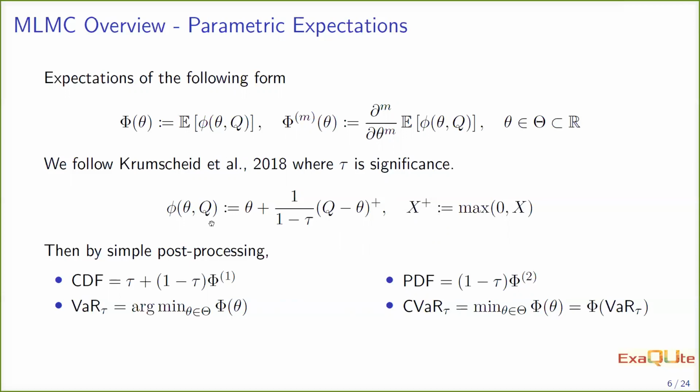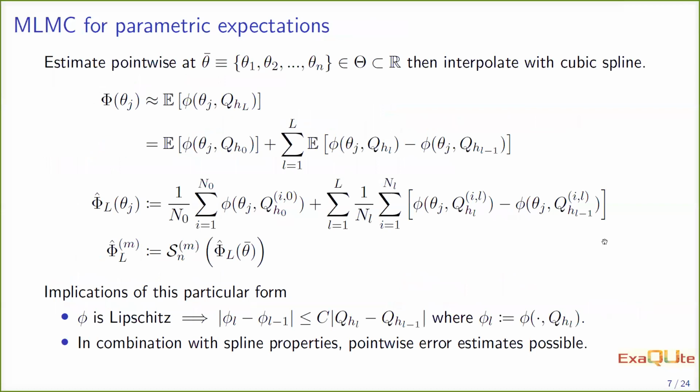The reason that we use this form is that if you estimate the result in capital phi, then you have all of these statistics available for free by just post-processing the function in a simple way. And we'll see in a bit that this also has quite some favorable properties in terms of decay rates. So on to MLMC.